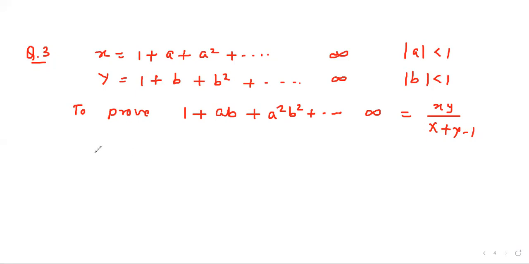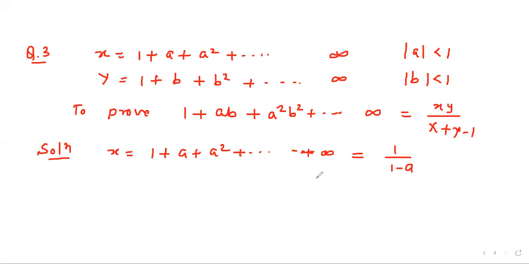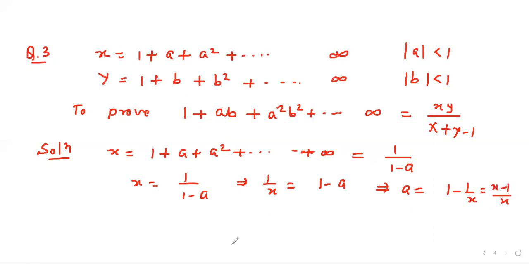Now, let's consider the solution. So x equal to 1 plus a plus a square dot dot dot till infinity. So it will give 1 upon 1 minus a. So x equal to 1 upon 1 minus a, or 1 upon x equal to 1 minus a, or a equal to 1 minus 1 upon x, which is equal to x minus 1 upon x.